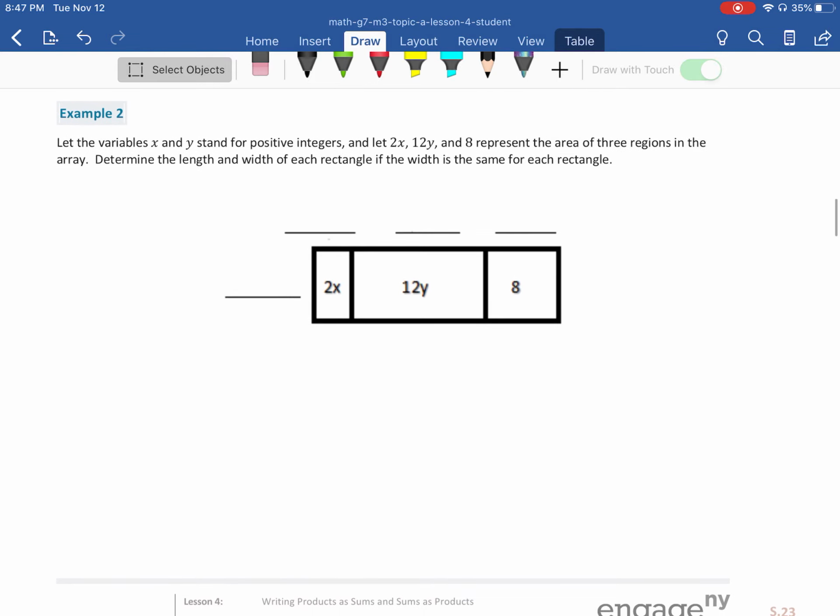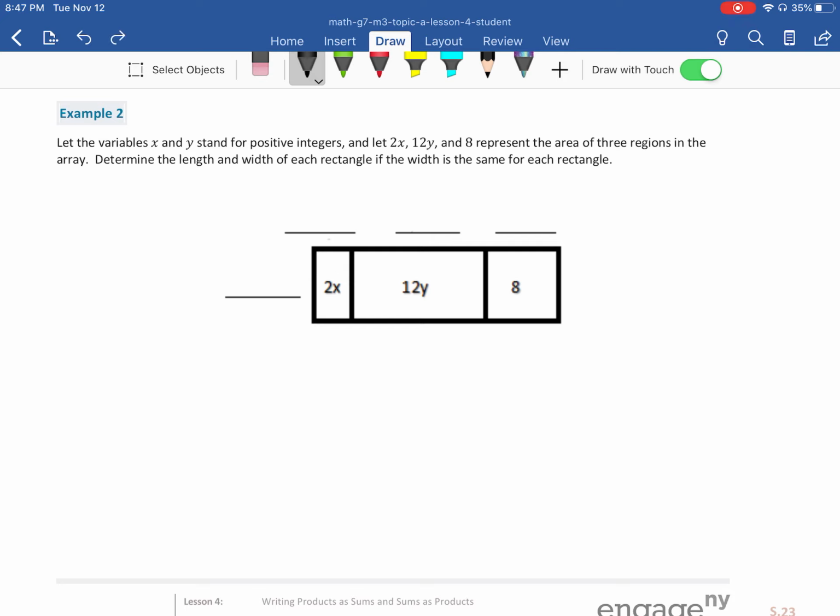Example number 2, let the variables x and y stand for positive integers, and let 2x, 12y, and 8 represent the area of the 3 regions in the array. Determine the length and the width for each rectangle if the width is the same for each rectangle. So I have to find the area. I know that this box is 8 units. I know that this box right here is 12y units, and this box right here is 2x units.